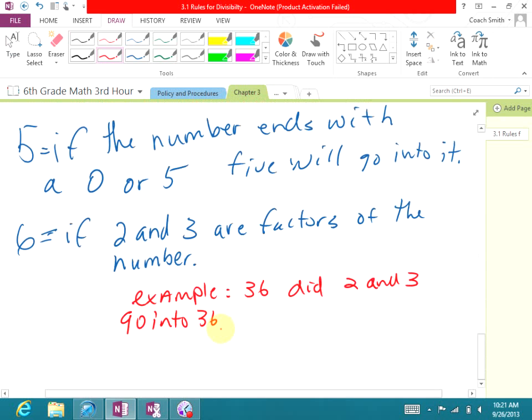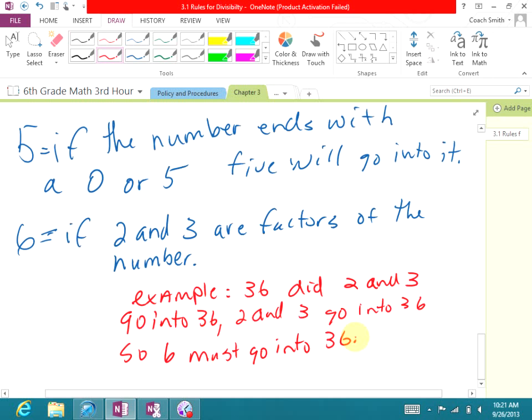So therefore, 2 and 3 go into 36. So 6 must go into 36. Okay? Now, let's think of this. Why does 6 go into any number that 2 and 3 go into? This is just a guess. There is a right answer, but there's not one listed in your book that I know of. I know it is in one of my other books, but I don't think it's in this one. What do you think, Celine?